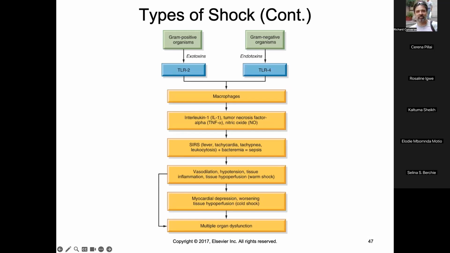You can see here an example, right, of what the immune response is going to be to a blood infection. All right. Exotoxins and endotoxins trigger attraction of macrophages, which are going to respond to interleukin 1, TNF, and nitric oxide. We're going to see fever, tachycardia, tachypnea, leukocytosis, and bacteremia, leading to sepsis, vasodilation, hypotension, tissue inflammation, tissue hypoperfusion, myocardial depression, worsening tissue hypoperfusion, and multiple organ failure.